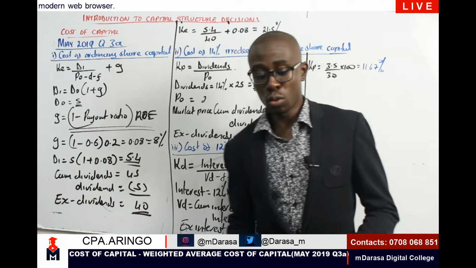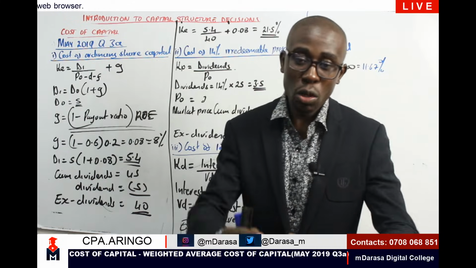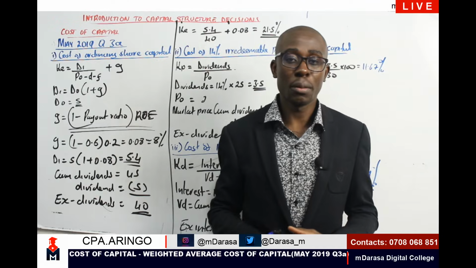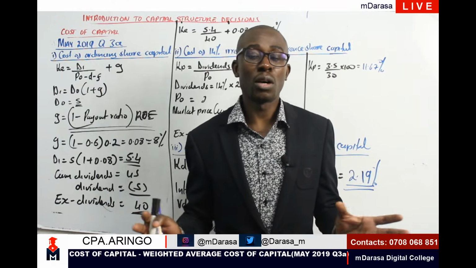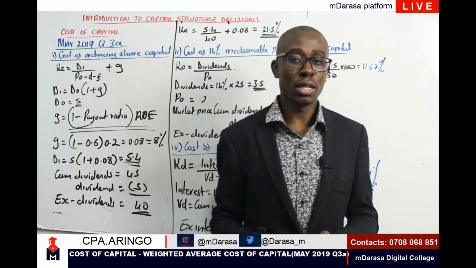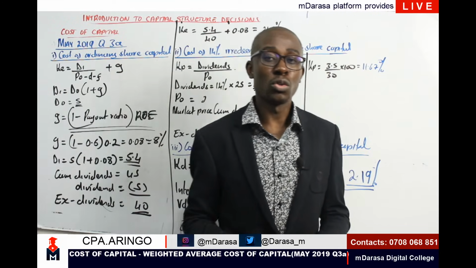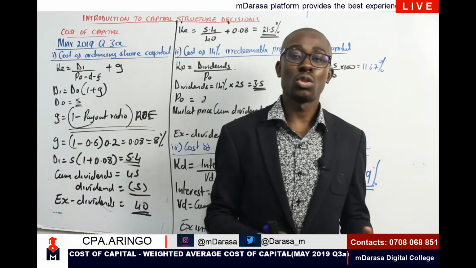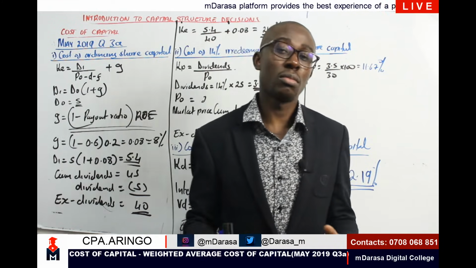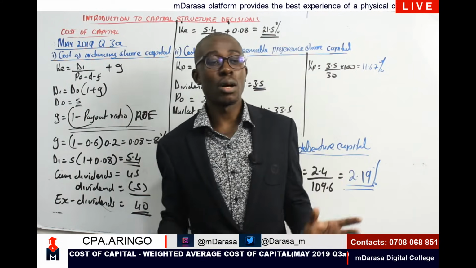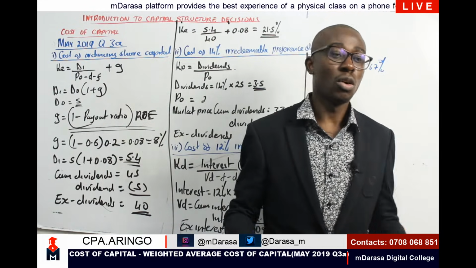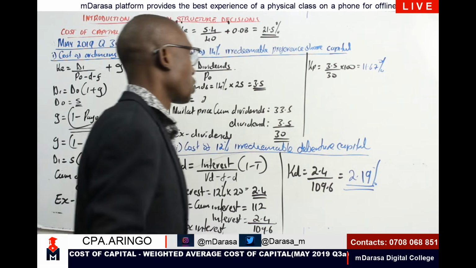At this point we are looking at the overall cost of capital, meaning that we've combined all these components together. That is, of course, cost of preference shares, cost of ordinary shares, and cost of debt. We are now combining all of them together. That's why we term it as overall cost of capital.